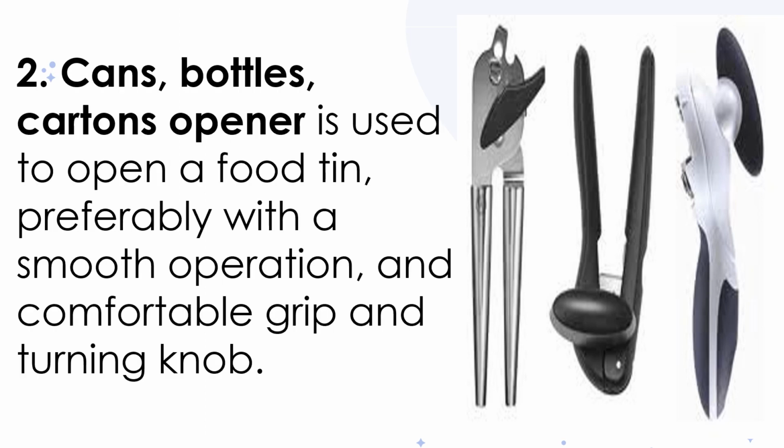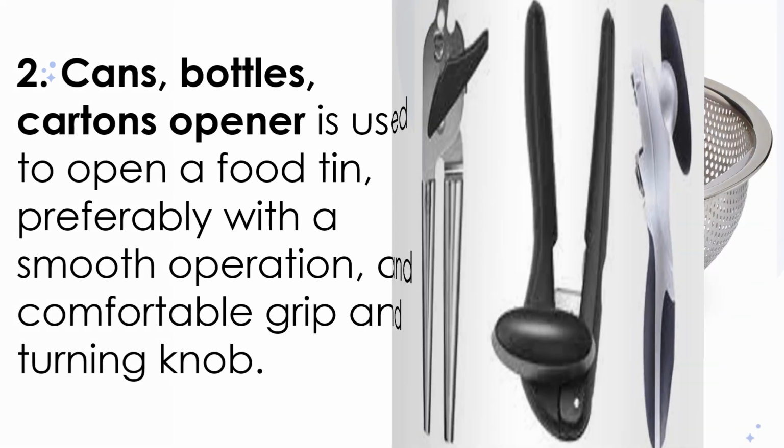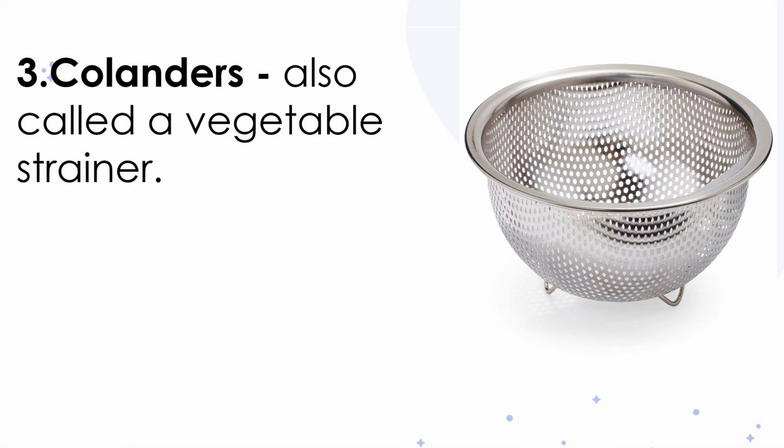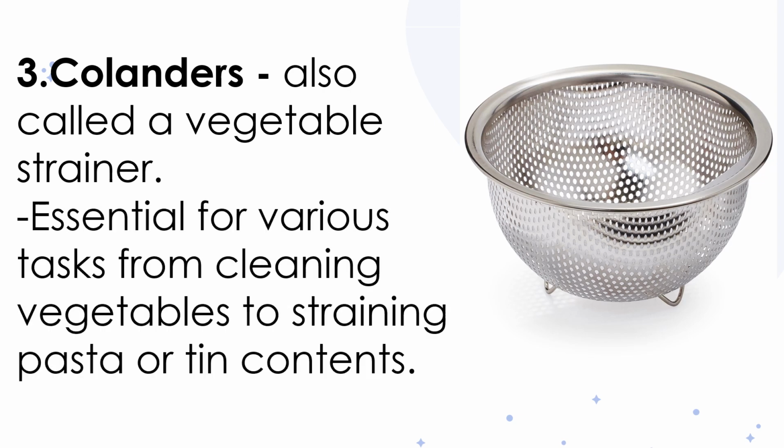Cans, bottles, cartons opener is used to open a food tin, preferably with a smooth operation and comfortable grip and turning knob. Colanders, also called a vegetable strainer. It is essential for various tasks from cleaning vegetables to straining pasta or tin contents.